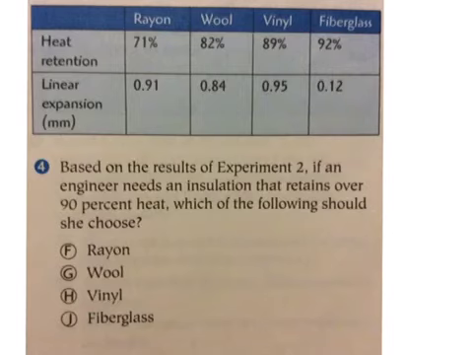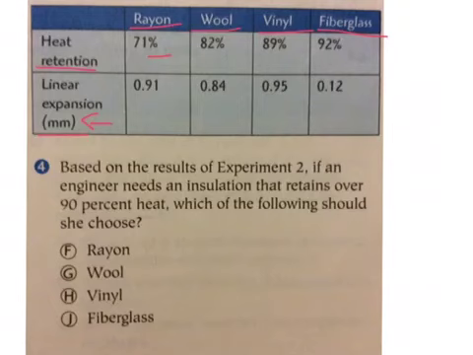Alright guys, this was your second problem. So the first thing I would like for you to do is just look at the chart, right? So what I'm looking at is heat retention and linear expansion in millimeters. I have 4 different materials: rayon, wool, vinyl, and fiberglass. It looks like I'm measuring in percentages and, again, millimeters. Alright, so we have a general idea here. The question says, based on the results of experiment 2, if an engineer needs an insulation that retains over 90% heat, which of the following should she choose? And then you have a list of the 4 options.